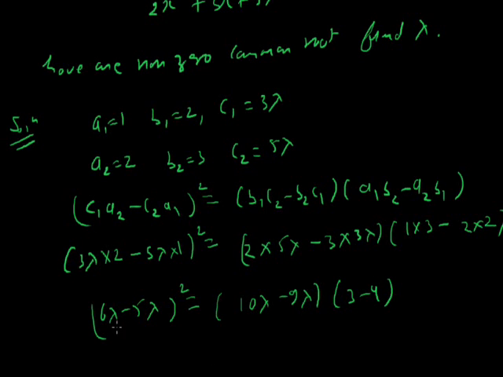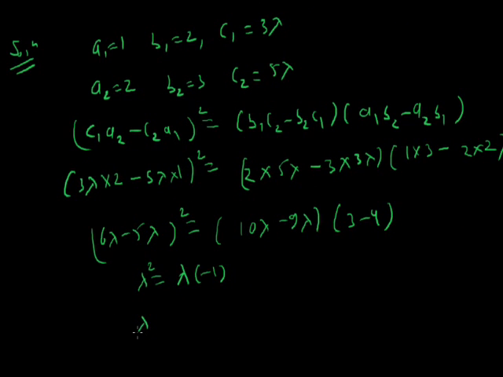So 6 lambda minus 5 lambda, that is lambda. Lambda का square करेंगे तो lambda square. So 10 lambda minus 9 lambda, that is simply lambda. 3 minus 4, that is minus 1. So lambda square is equals to minus lambda. So minus lambda को तो shift करेंगे तो lambda square plus lambda equals to 0.